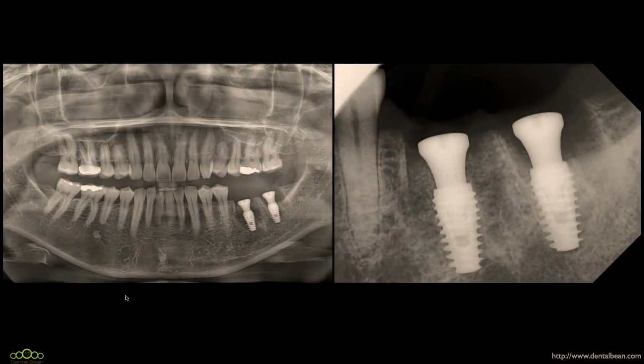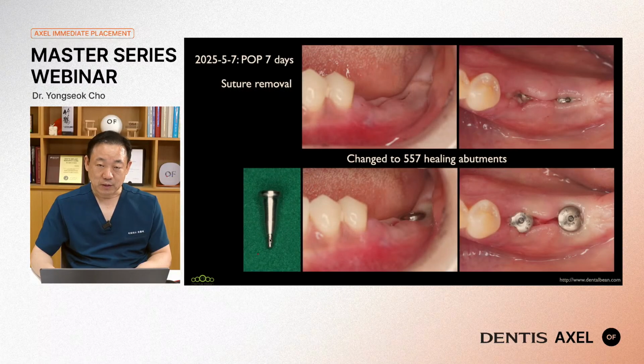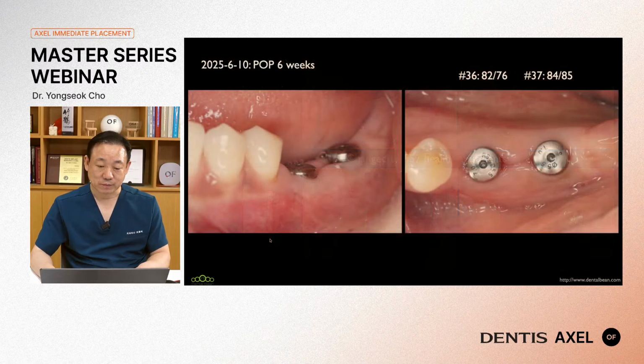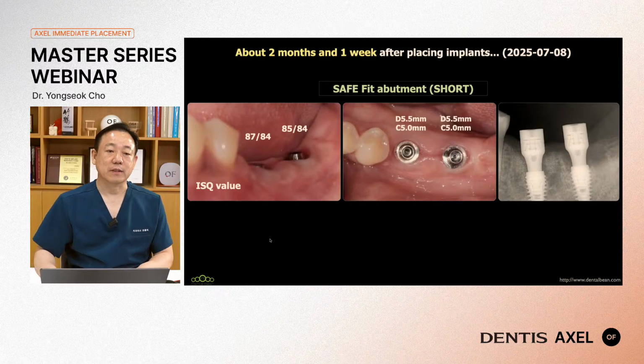Here is the POP, panoramic radiograph image, looks nice, implant positioning. And 7 days later, it was placed deeply, especially the anterior 6 implant. I changed the healing abutment to 7 mm long. 6 weeks later, look at the nice ISQ value. And 2 months later, Dr. Kim started restoration.